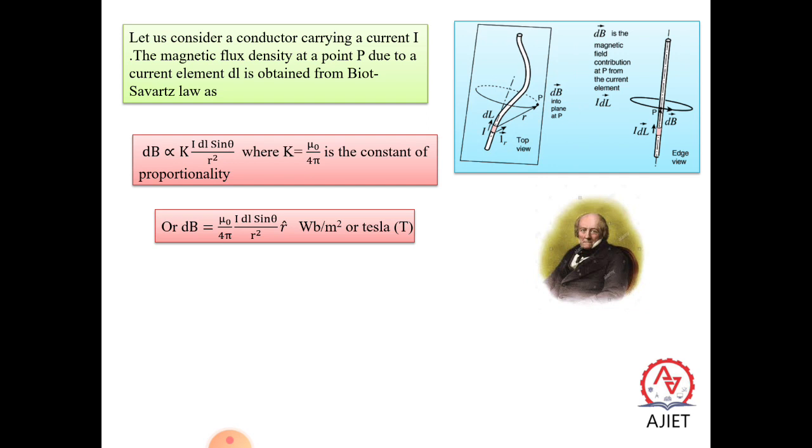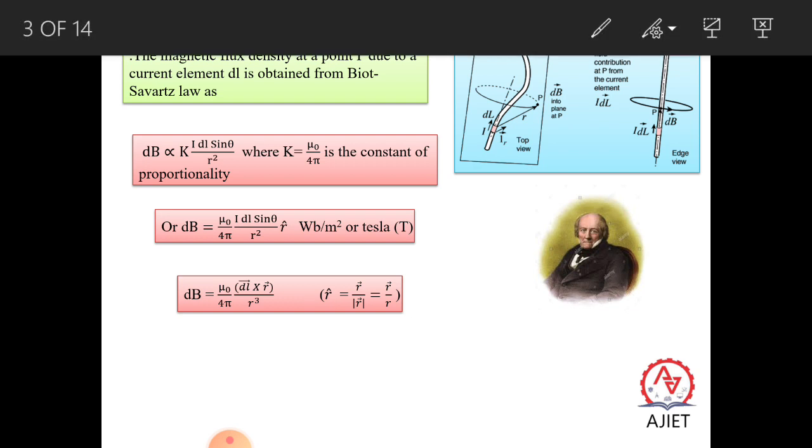Okay, so next one. dB is equal to mu naught by 4 pi. Here you can see this term, I dl sine theta. I dl sine theta is a cross product of the current element and the position vector. So this can be replaced by dl cross r divided by r cube.